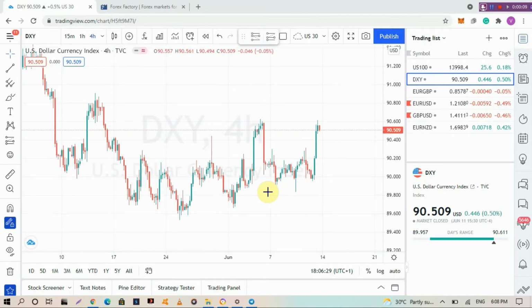This is going to be for the 14th of June to the 18th of June, which is the coming week ahead, and we're going to look at our possible analysis and our possible setups which we'll be seeing in the forex market.